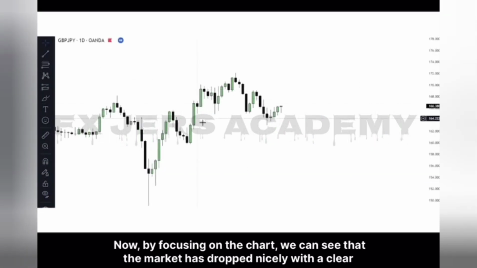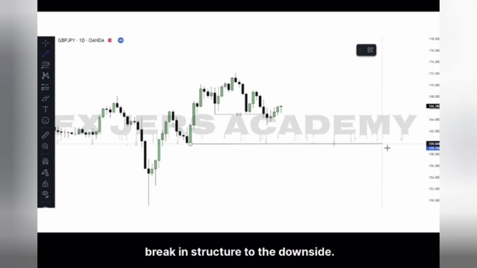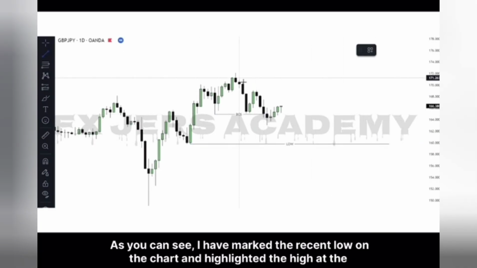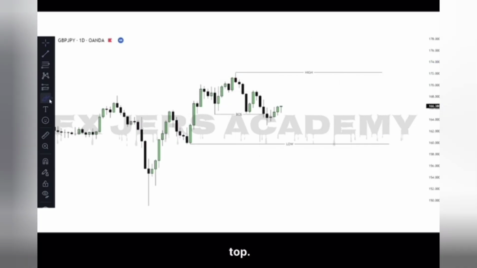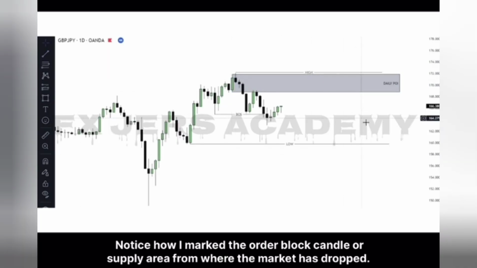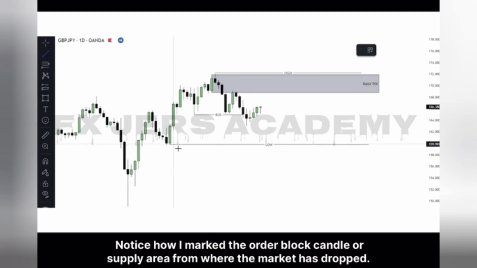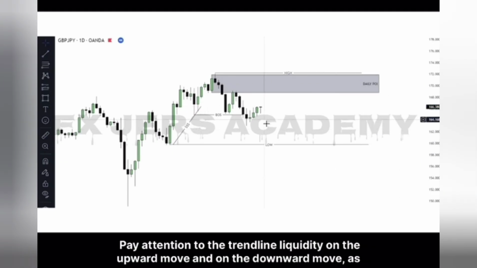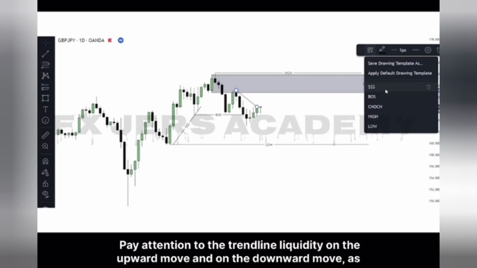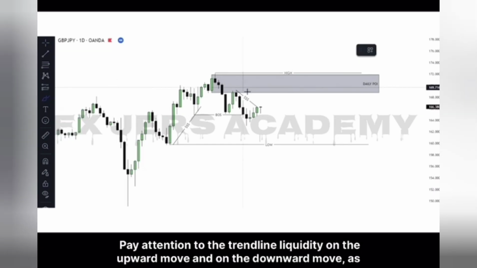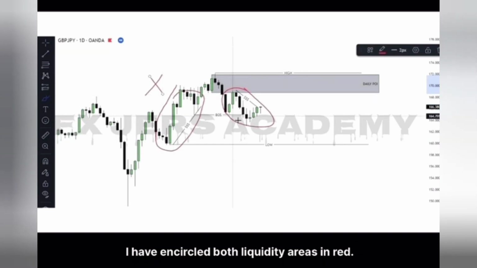Now, by focusing on the chart, we can see that the market has dropped nicely with a clear break in structure to the downside. As you can see, I have marked the recent low on the chart and highlighted the high at the top. Notice how I marked the order block candle or supply area from where the market has dropped. Pay attention to the trendline liquidity on the upward move and on the downward move, as I have encircled both liquidity areas in red.